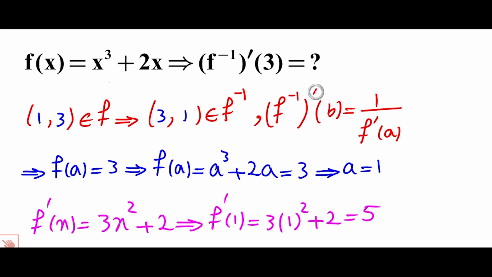So f inverse prime of b, where b is 3, is equal to 1 divided by f prime of 1, since a is equal to 1. So we have 1 over 5.